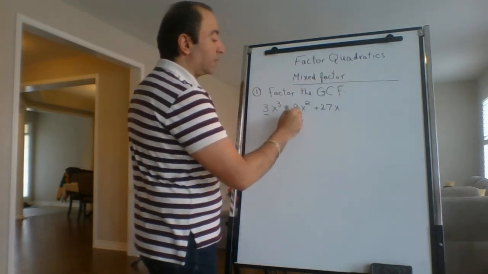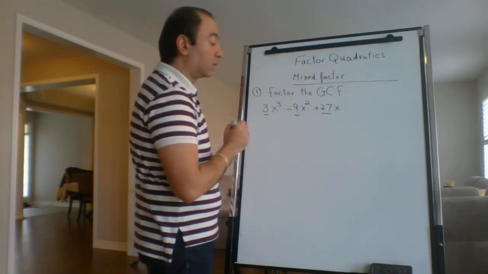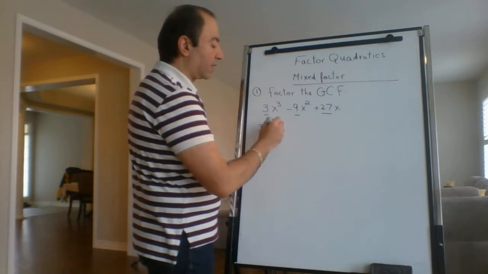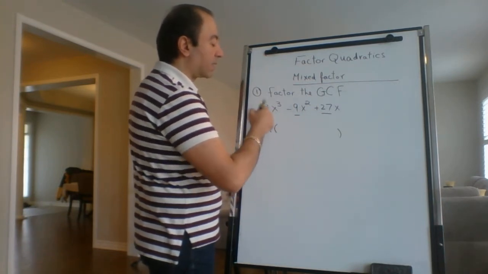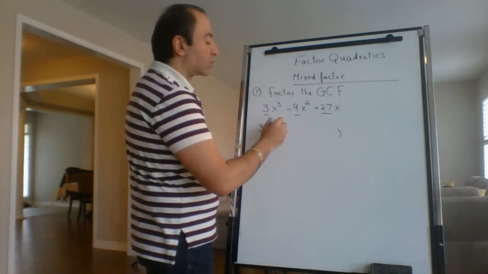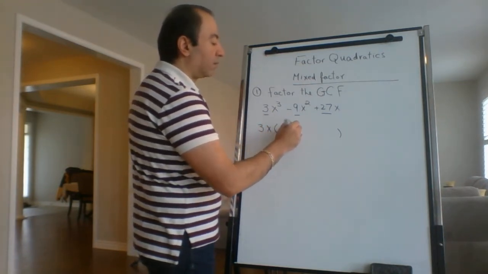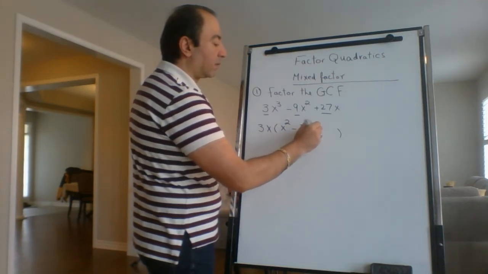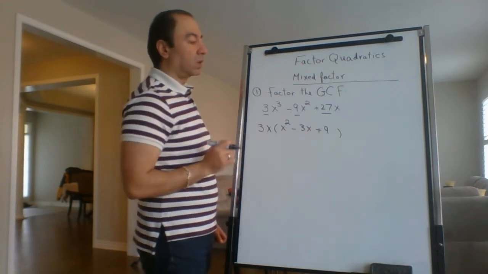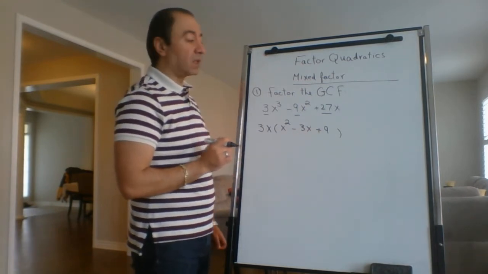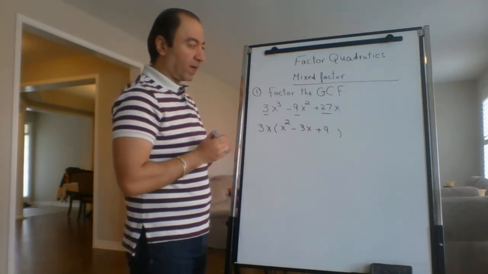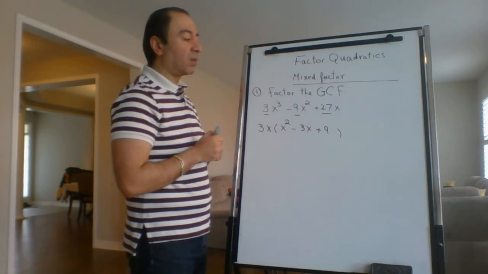3 is the highest common divisor of all of these, so we're going to take 3 out. x is common, so we factor the x out. What will remain inside? We divide each term by the common factor, so that will give us x squared minus 3x plus 9. Then we are going to factor what's remaining. So the first step is to factor out the greatest common factor.